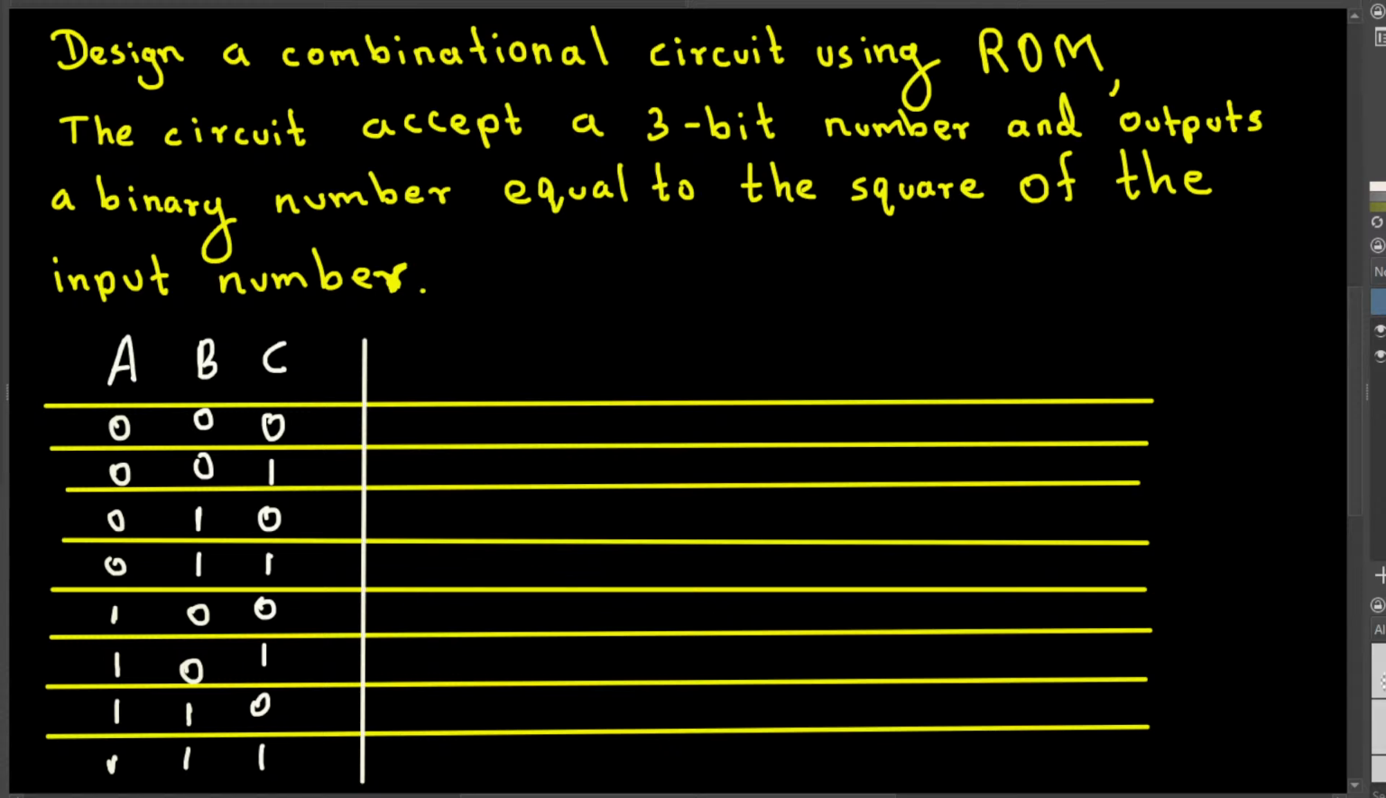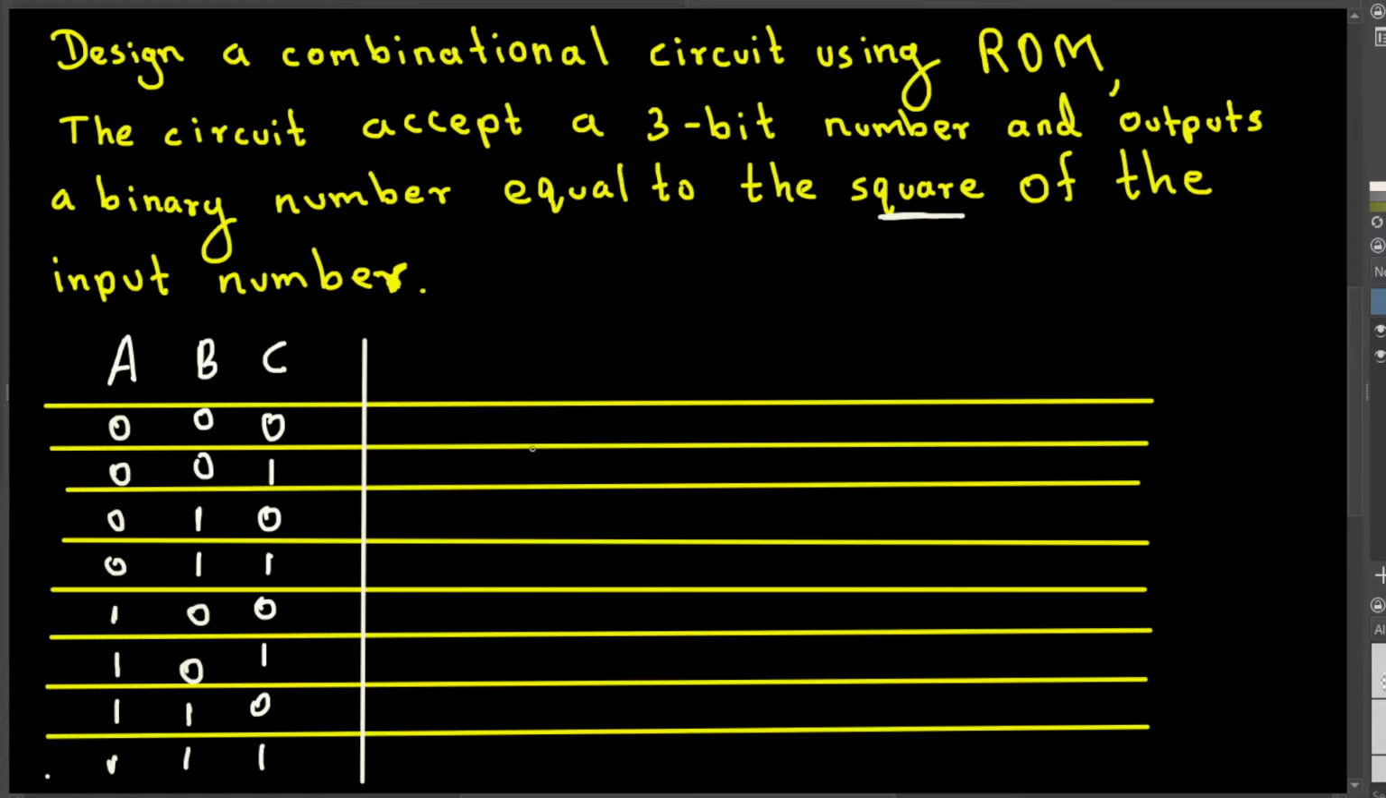For this one, we have to decide how many outputs we are going to use. For that, you have to look at the 8 different combinations; it goes up to 7, and they have mentioned it outputs the binary number equal to the square of the input number. So it outputs the square. If it's 0, it's going to output 0. If it's 1, it's going to output 1. 0 squared is 0, that's why it's 0 output.